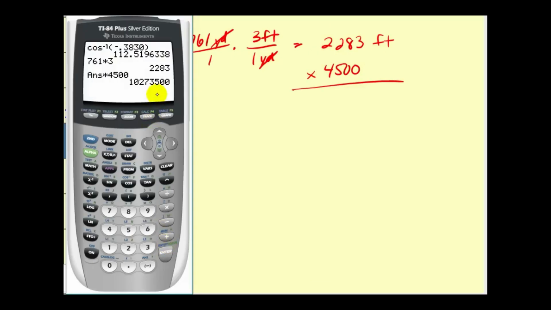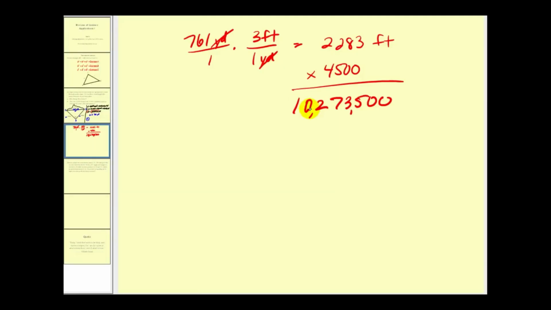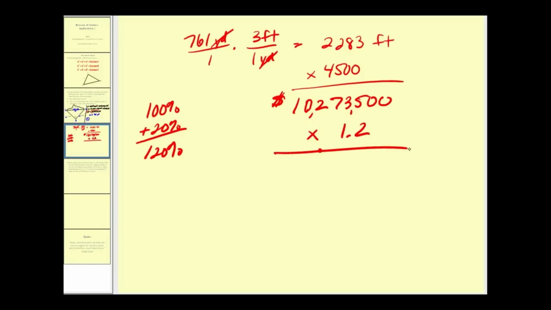So the cost to drill that tunnel is going to be $10,273,500, but that's just the cost. If they want a profit of 20%, well, 100% plus 20%, we want 120% of this amount, or the cost. So we'll multiply this by 1.2, and that'll give us the bid amount.